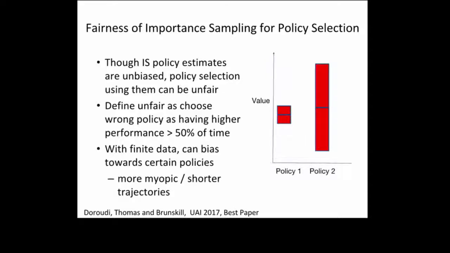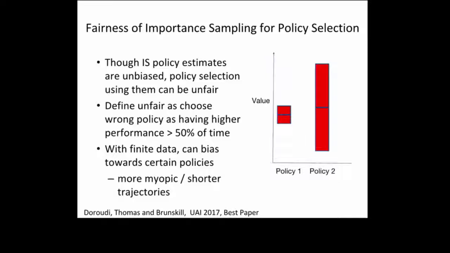So this is work that was led by one of my graduate students, Cheyenne Doherty, and what we're defining as unfair here is that we're choosing the wrong policy as having better performance over 50% of the time. And the reason this can occur is essentially because you can have very, very different variances across different policies based on the data that you collected. And so that can mean that you systematically are biased against some policies that are further away from your behavior policy, which can mean that you end up making bad decisions.